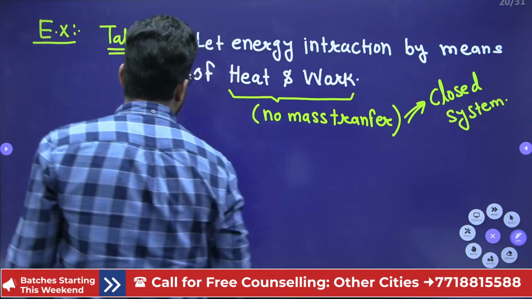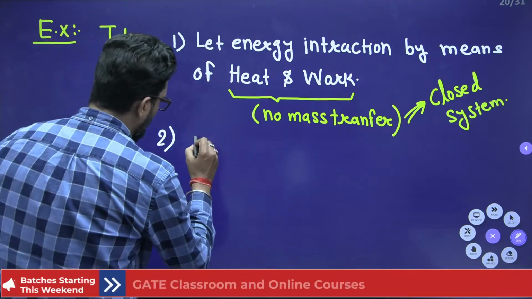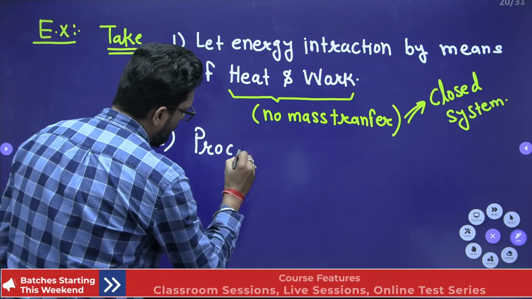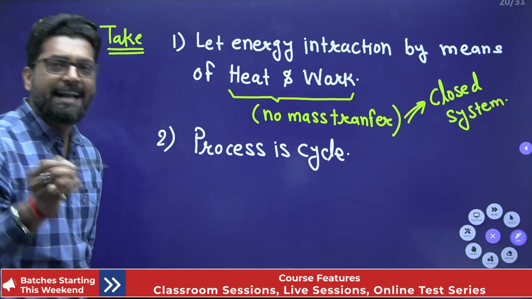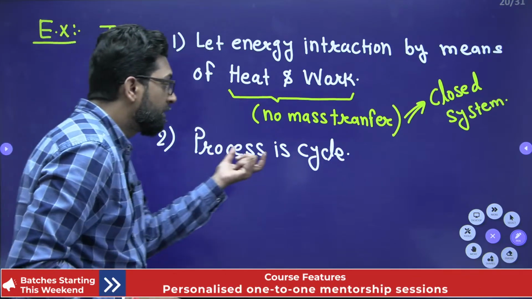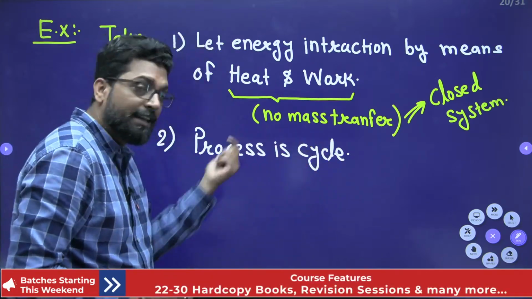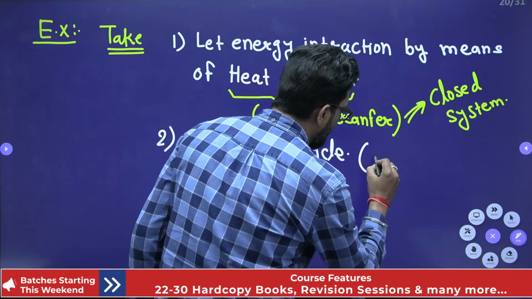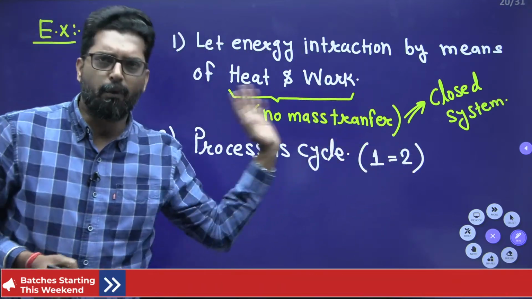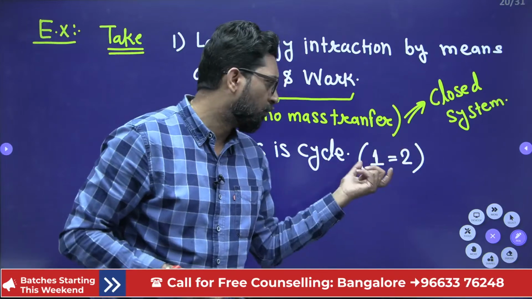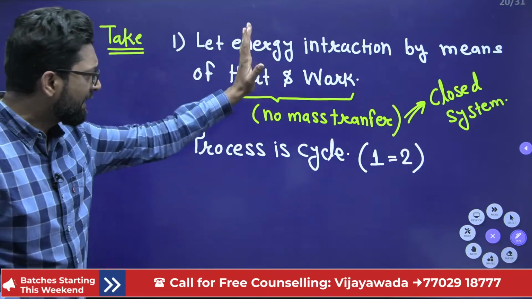Number second, very important: the process is a cycle. This cyclic process may be reversible or irreversible, but the initial and final points are the same. That means 1 equals 2. The property at point 1 is the same as the property at point 2. What is meant by 1 equal to 2? The property at point 1 is the same as the property at point 2.